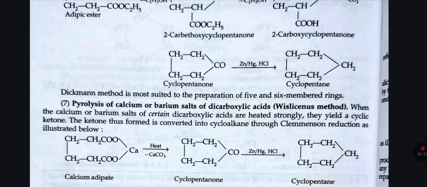Seventh, pyrolysis of calcium or barium salts of dicarboxylic acids. When the calcium or barium salt of certain dicarboxylic acids is heated strongly, it yields a cyclic ketone. The ketone thus formed is converted into cycloalkane through Clemmensen reduction, as illustrated below.